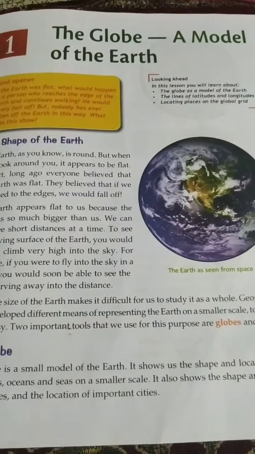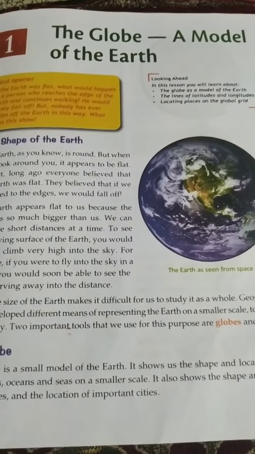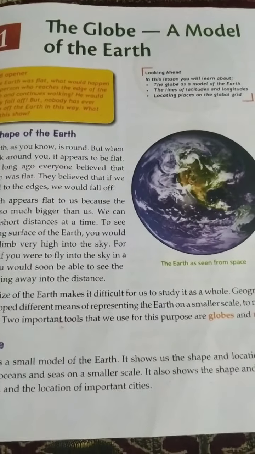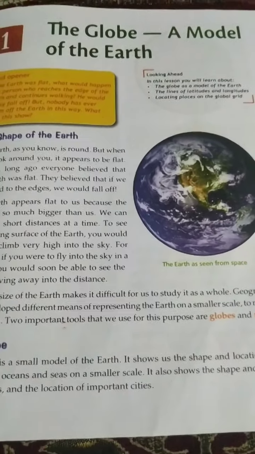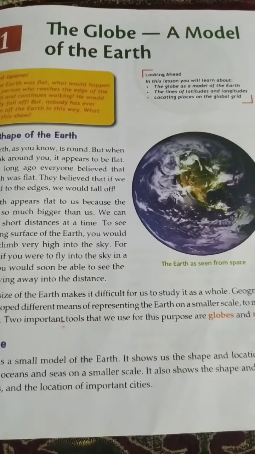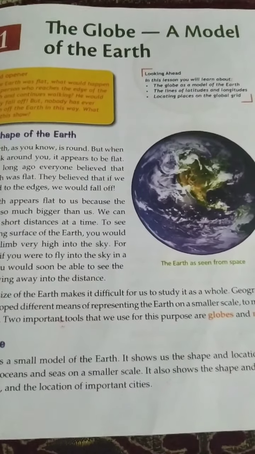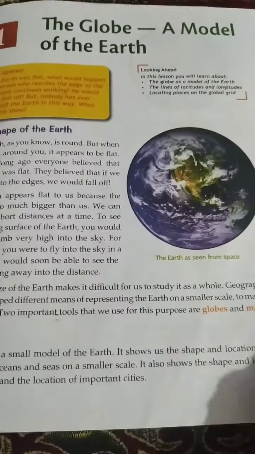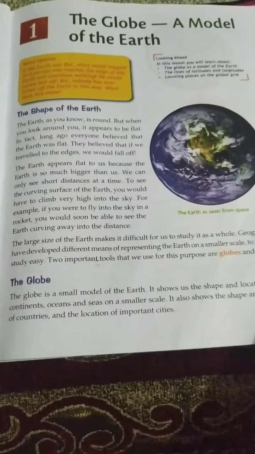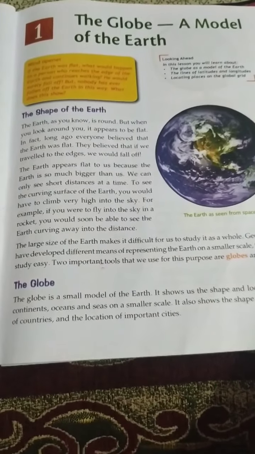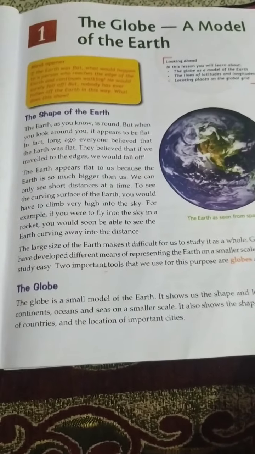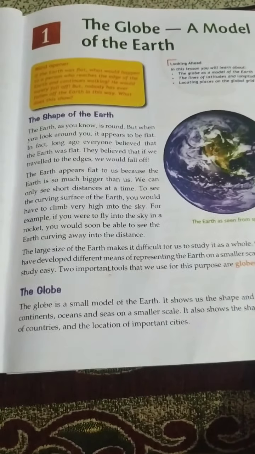Long ago, people also believed that the earth was flat. They believed that if they traveled to the edges, they would fall off. The earth appears to be flat because of the size of the earth. We can only see a short distance at a time.